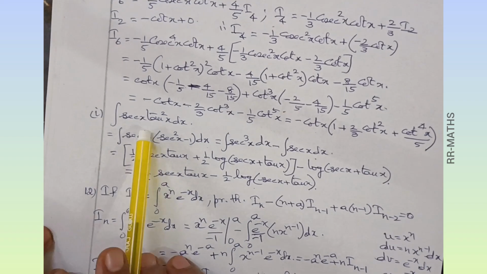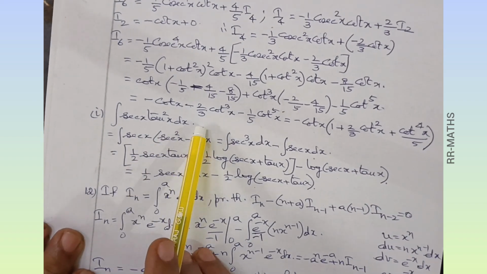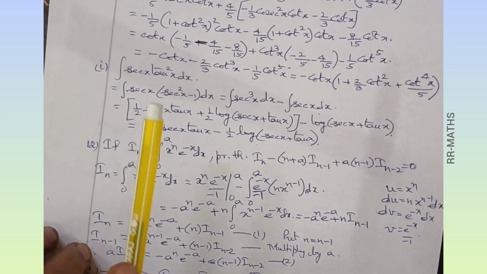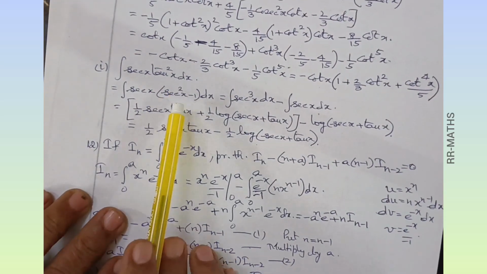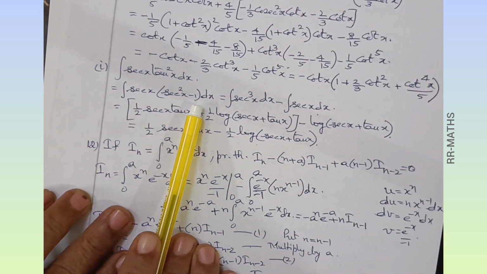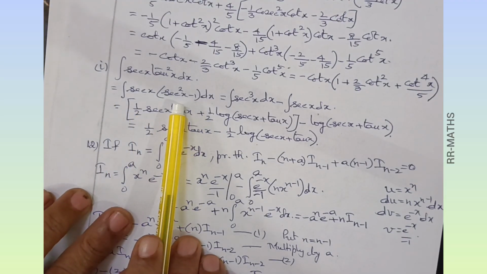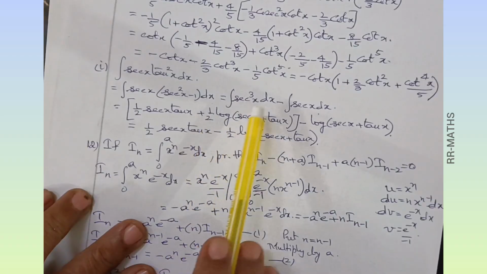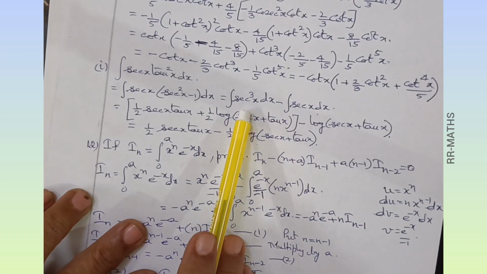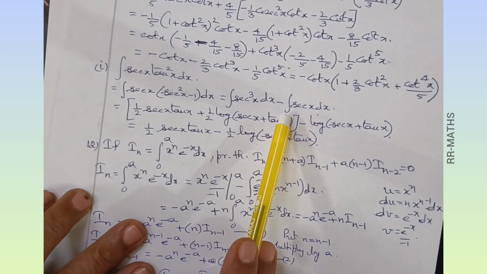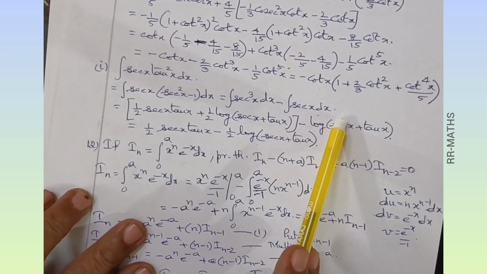Evaluate integral of secant x tan square x dx. Now this I don't have a direct formula for. So what I do is for tan square x I replace it as secant square minus 1. So it becomes integral of secant x into secant square x minus 1 into dx. You have it as integral of secant cube x dx minus integral of secant x dx.